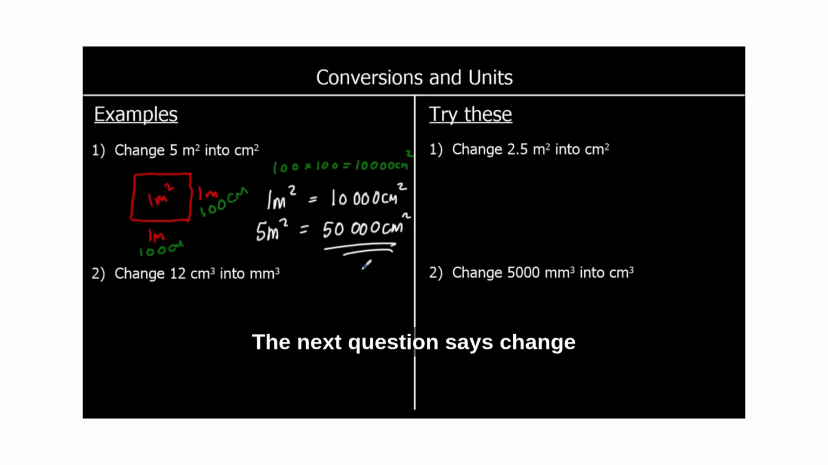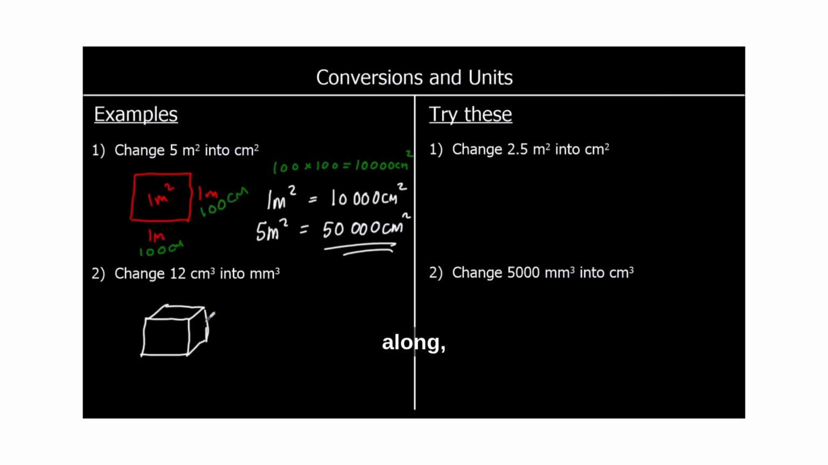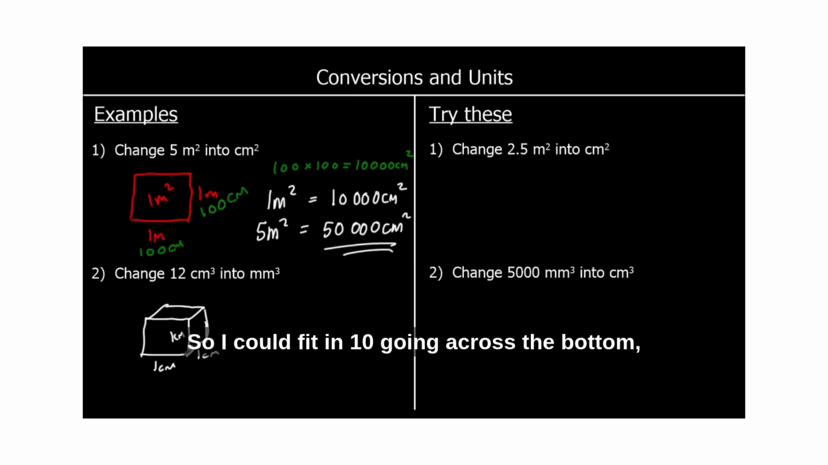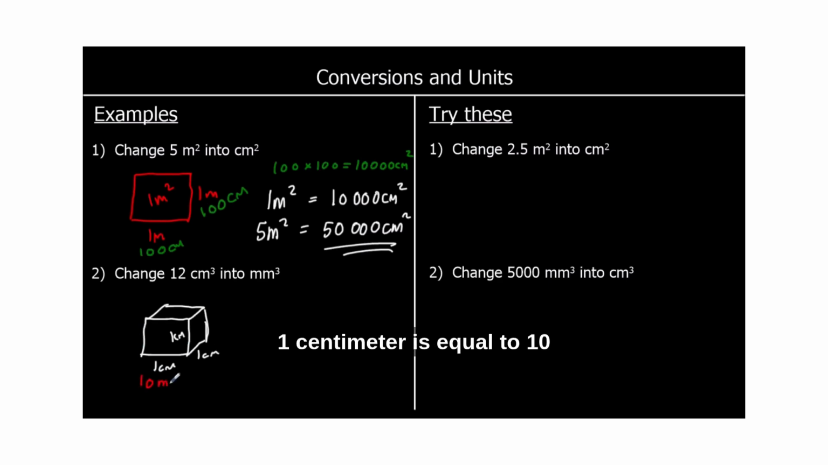The next question says change 12 centimeters cubed into millimeters cubed. So again, let's think of a cube. So a centimeter cube is a cube that measures 1 centimeter along, 1 centimeter up, and 1 centimeter back. It's 1 centimeter cube. How many millimeter cubes could I fit in to 1 centimeter cubed?